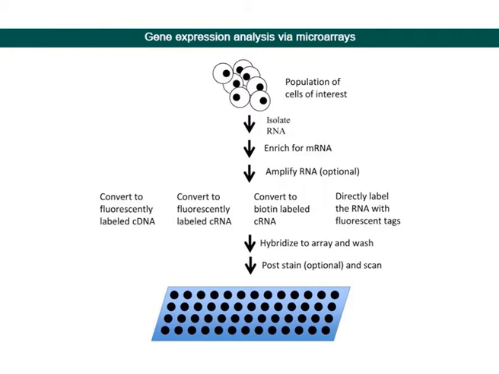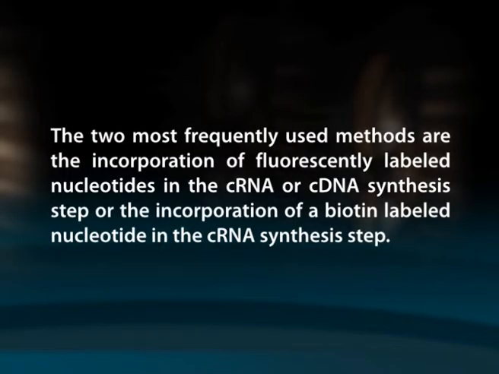in figure 3. The methods for labeling of the cDNA or cRNA include incorporation of biotin labeled nucleotide, which is subsequently stained with fluorescently labeled streptavidin, incorporation of fluorescently labeled nucleotides during the synthesis, and incorporation of a modified reactive nucleotide to which a fluorescent tag is added later, and a variety of signal amplification methods. The two most frequently used methods are the incorporation of fluorescently labeled nucleotides in the cRNA or cDNA synthesis step, or the incorporation of a biotin labeled nucleotide in the cRNA synthesis step.